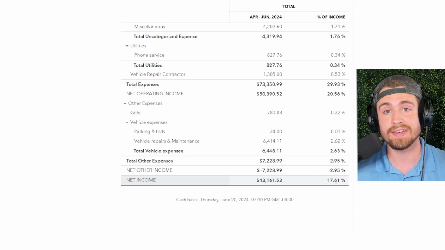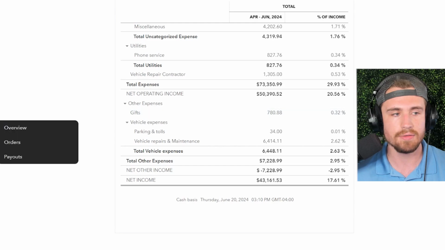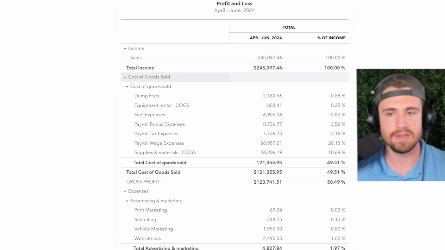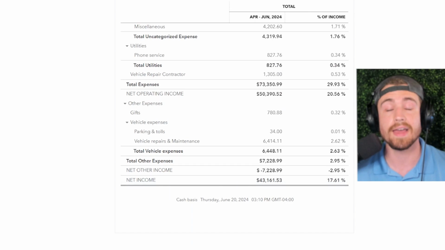Again, that's a percentage of the total income. So if you take the $43,000 and divide it by the total income, you're going to get your profit margin. So 17.61, that's how the math works there.